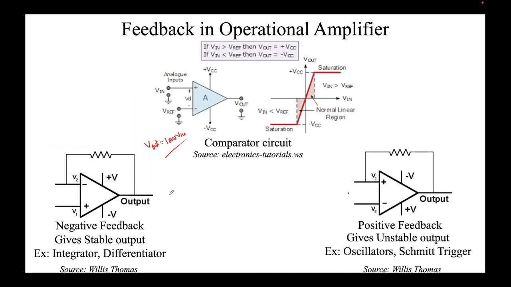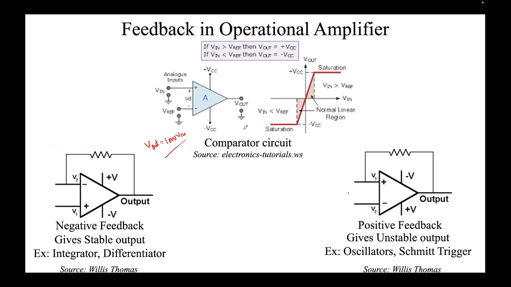Positive feedback means the output is connected to the non-inverting terminal. So some part of the output is fed back to the non-inverting input. If we feed some part of the output to the inverting input, we call it negative feedback. This is where we operate most of our operational amplifiers, because it gives a stable output, and our typical examples are integrator and differentiator. This is a comparator which we see, which does not have any feedback.